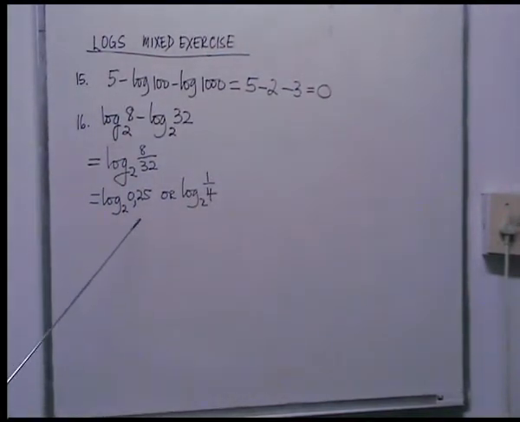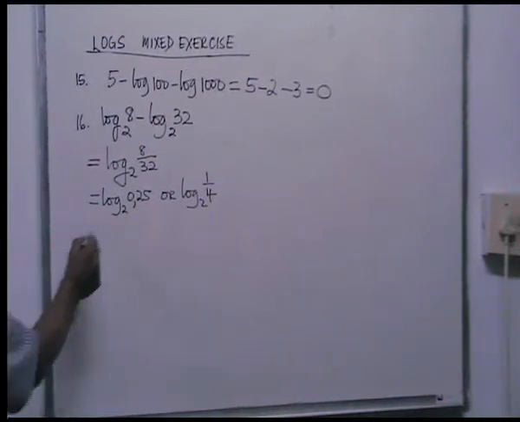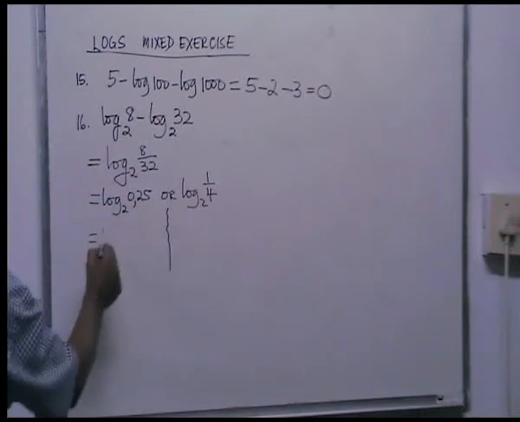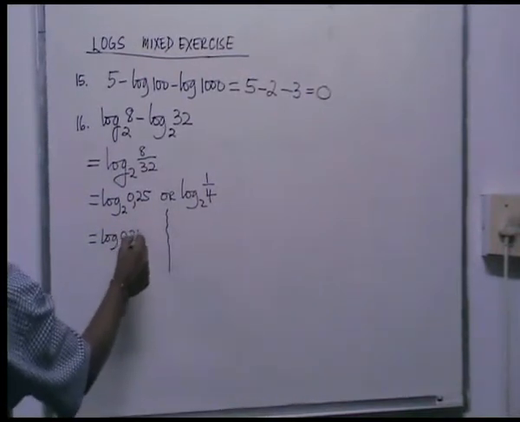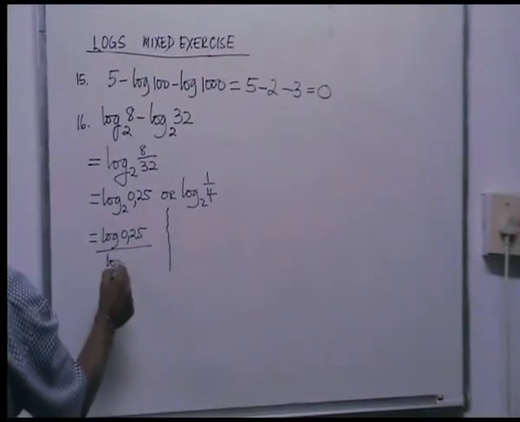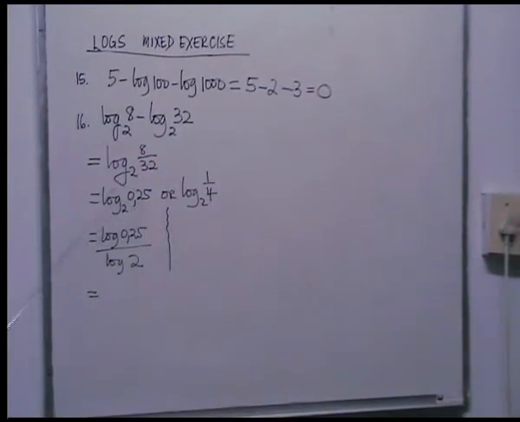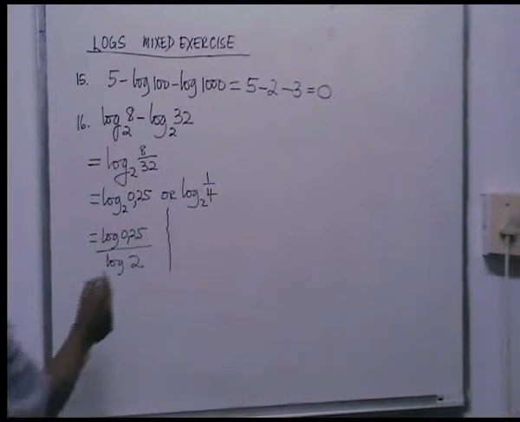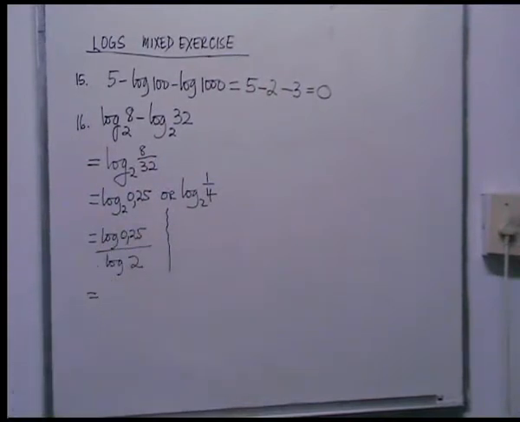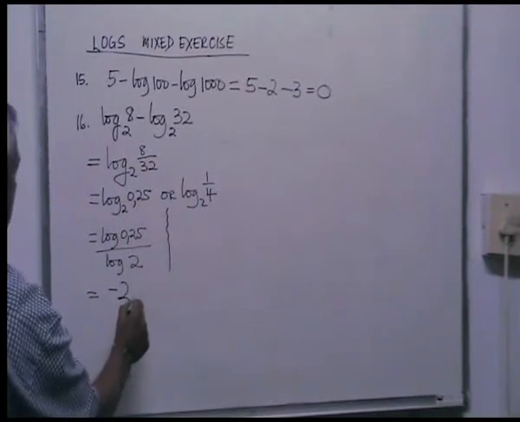So, if you want, you can continue with this. I can change base. If I change base here, I'll get log 0.25 all over log 2. And then I put this in the calculator. You take your calculator and you say log 0.25 divided by log 2 is equal to, and you'll get the answer minus 2.